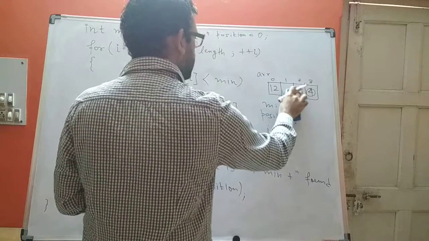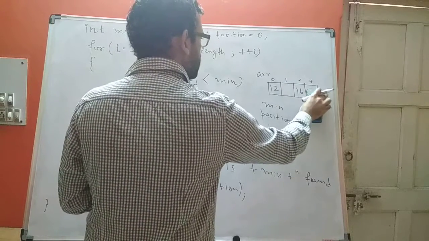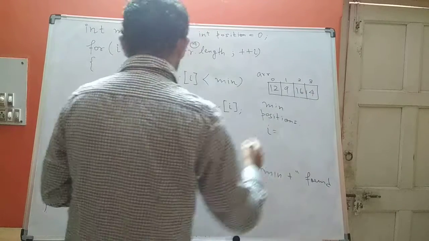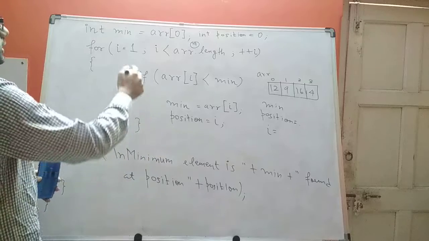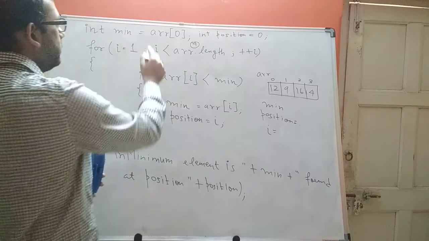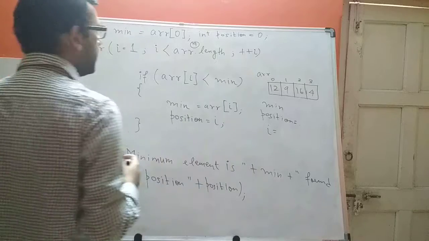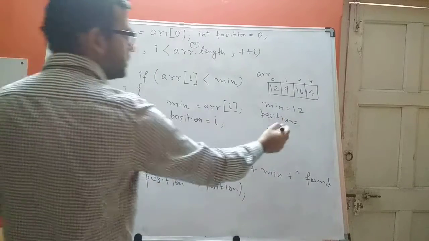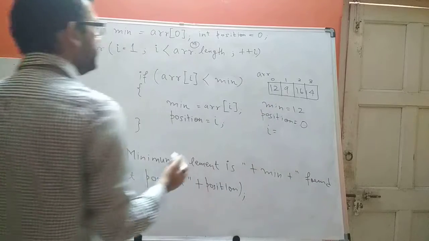Okay, so this is 9 and this is 4. Let's see if I can get the minimum element. So I'll start from this part. Min is equal to ARR of 0. What is ARR of 0? ARR of 0 is 12. So min is 12. Now what is position? Position is initially 0, the position of the minimum element.